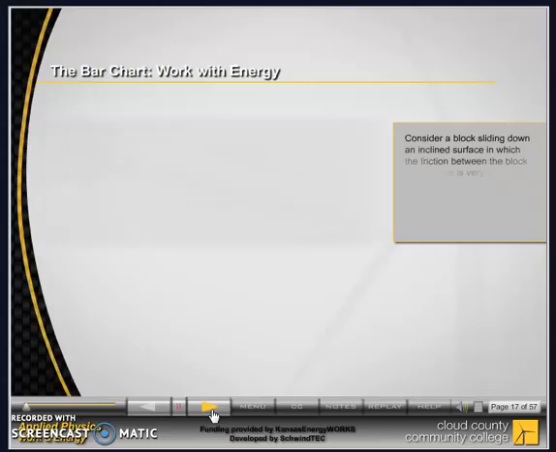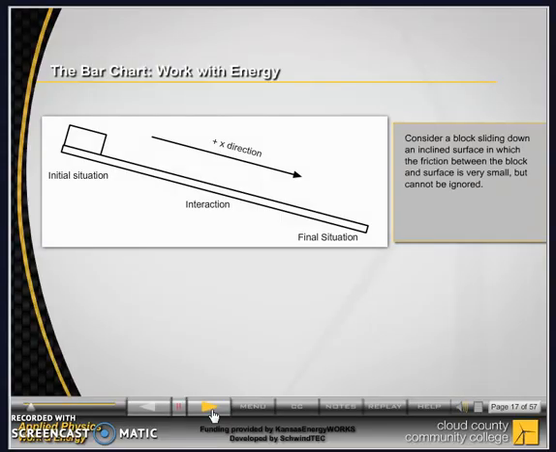Consider a block sliding down an inclined surface in which the friction between the block and surface is very small, but cannot be ignored. How would we represent this statement with a work energy bar chart?